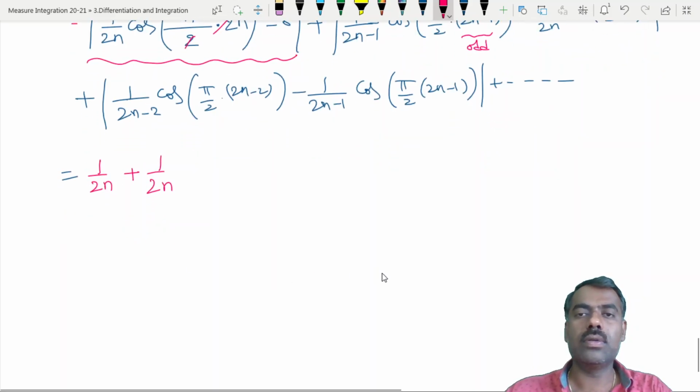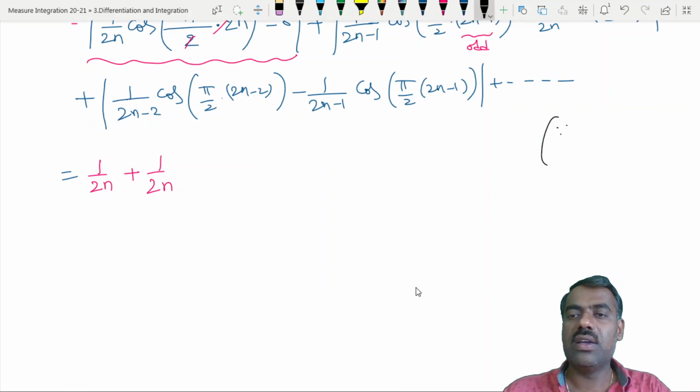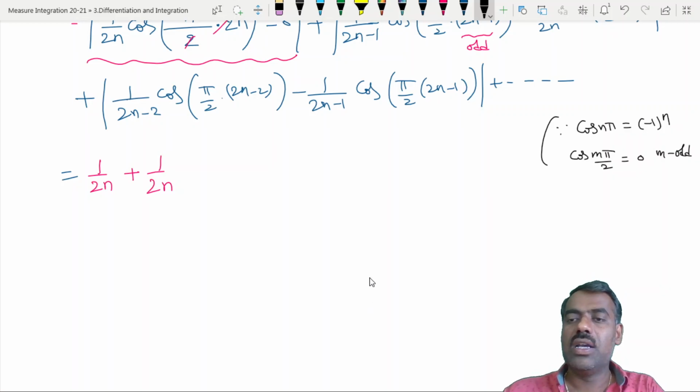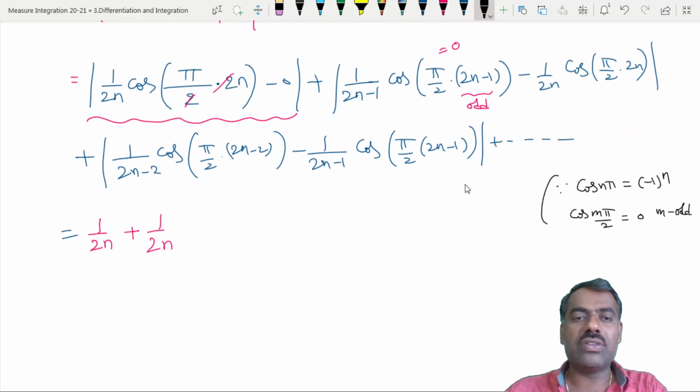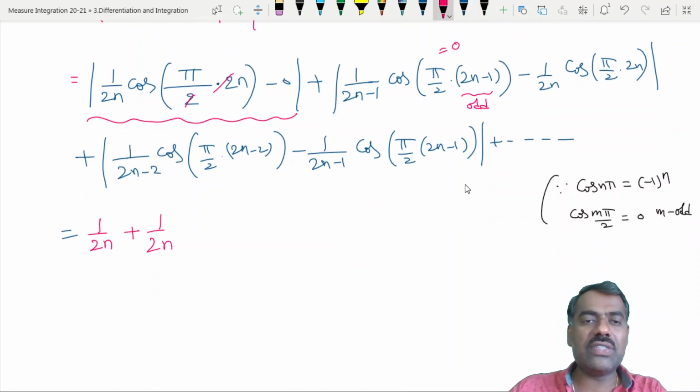So what things are we using? One, cos n pi is always minus 1 whole power n, and cos m pi by 2 is 0 if m is odd. Here 2n minus 1 is odd, so cos m pi by 2, that value is always 0. Now similarly come here, what is this value now?